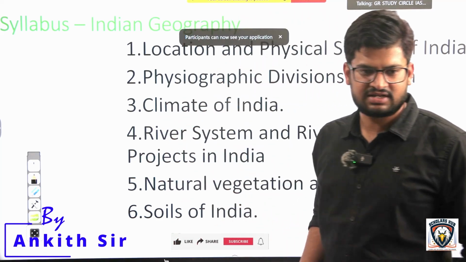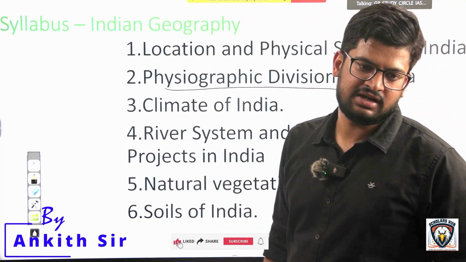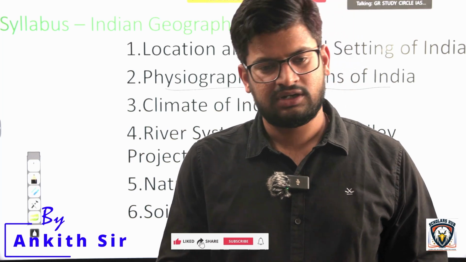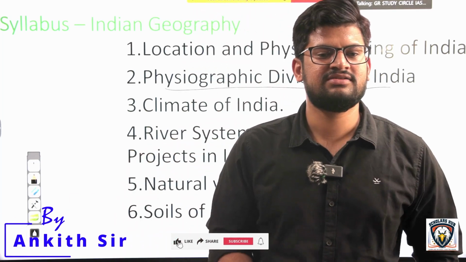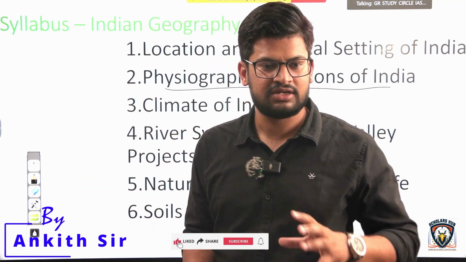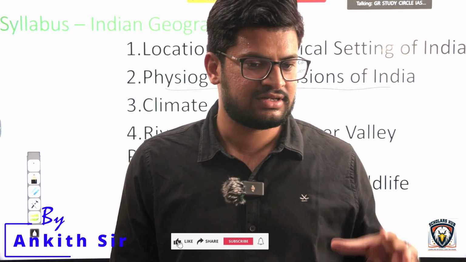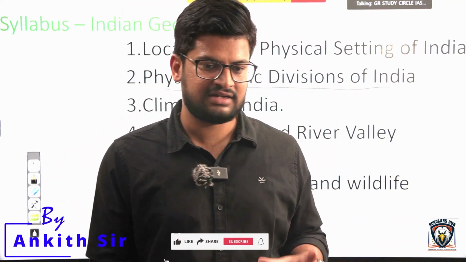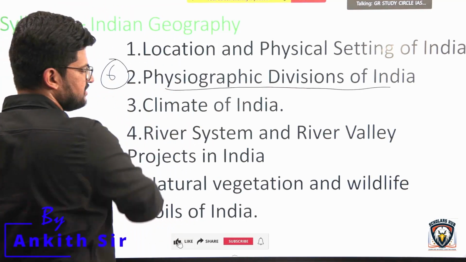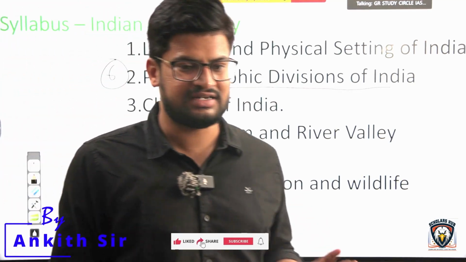This topic, location and physical setting. Geographic divisions of India. In India, we have 6 major physiographic divisions. Politically, you know that India is divided into 28 states and 8 union territories, right? And physically, based on the mountains, plains, plateaus, coastal plains, islands, deserts, we can classify India into 6 physiographic divisions. That is the Great Northern Mountains, that is the Himalayas.